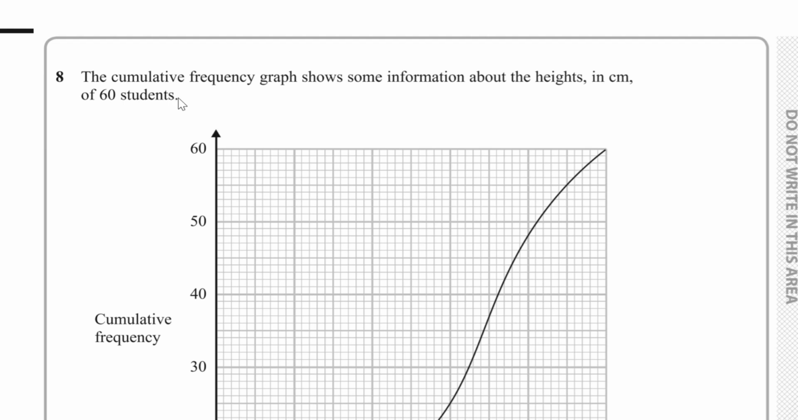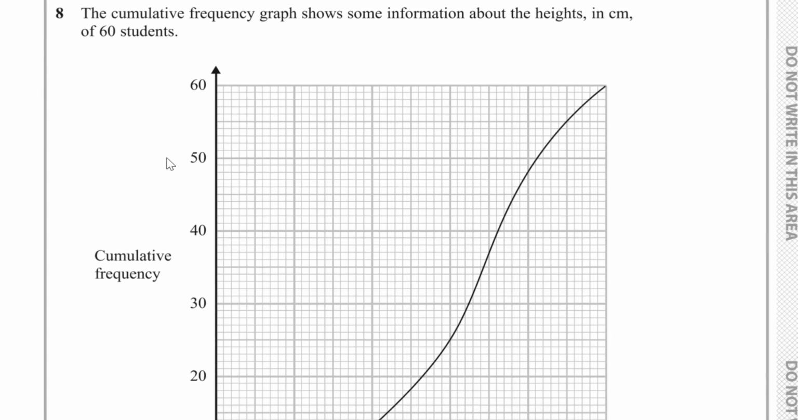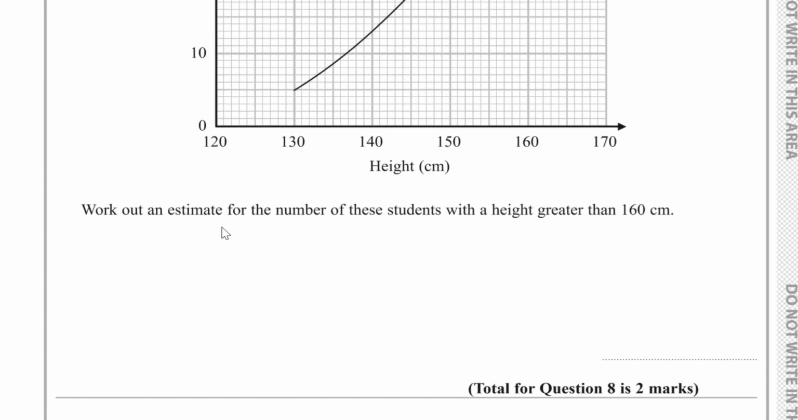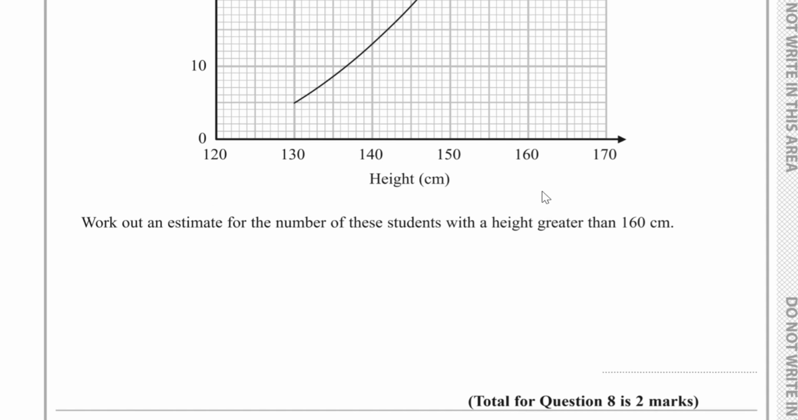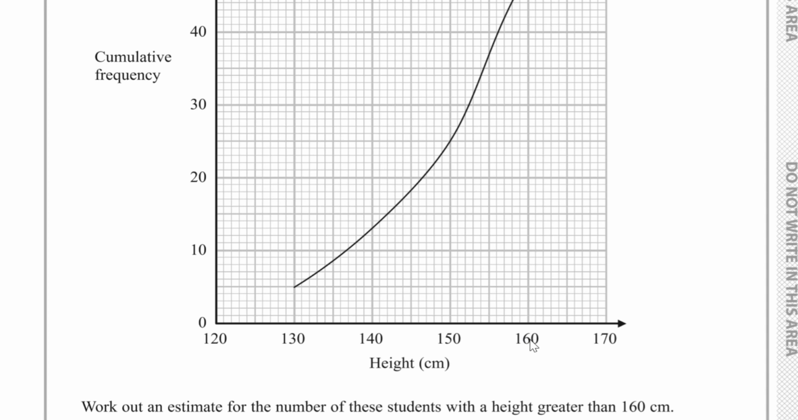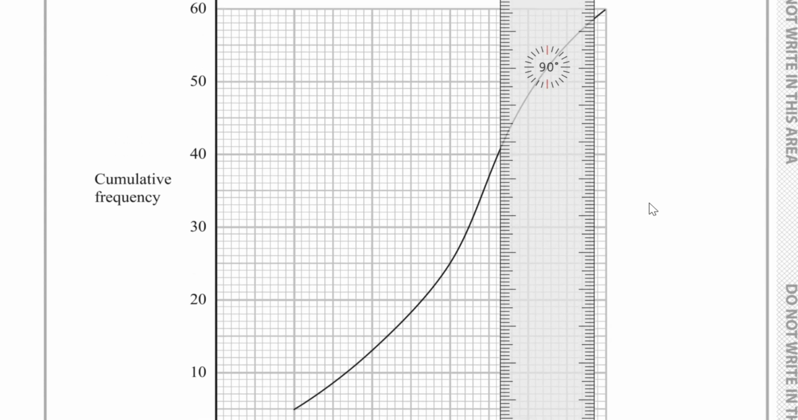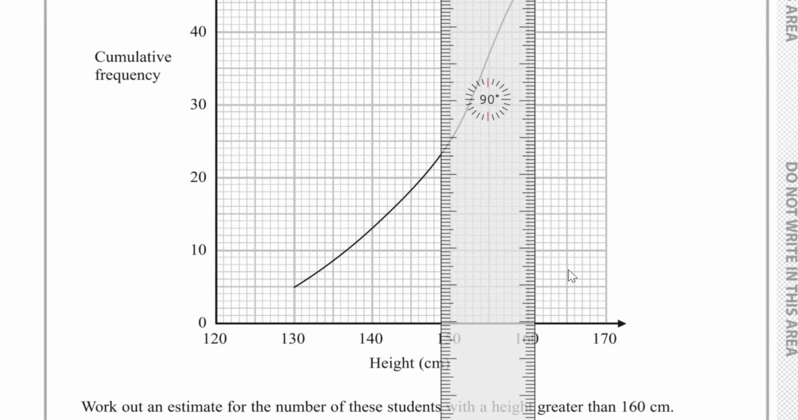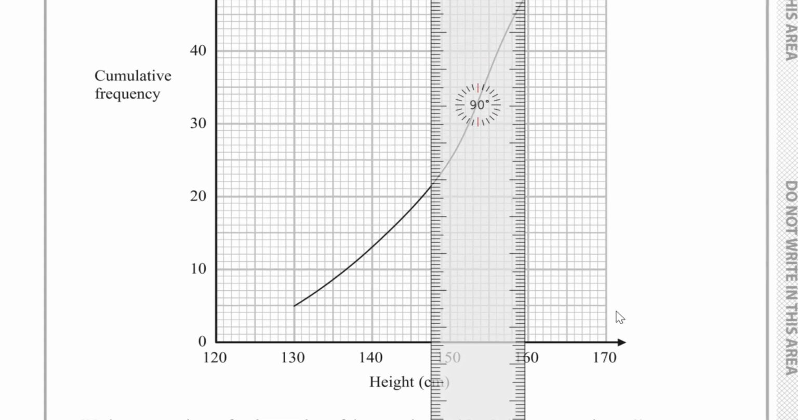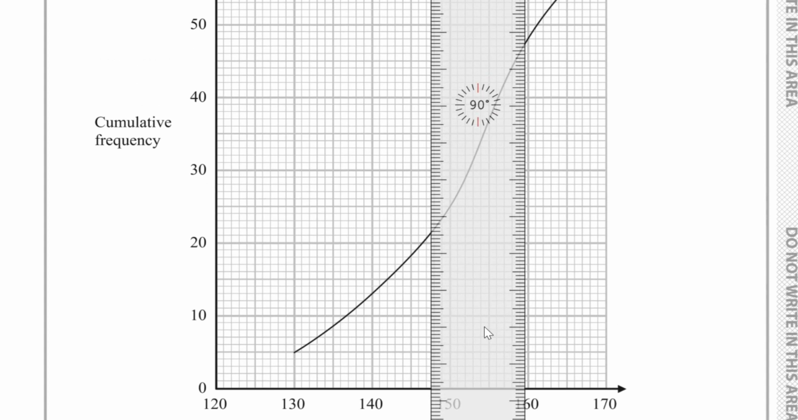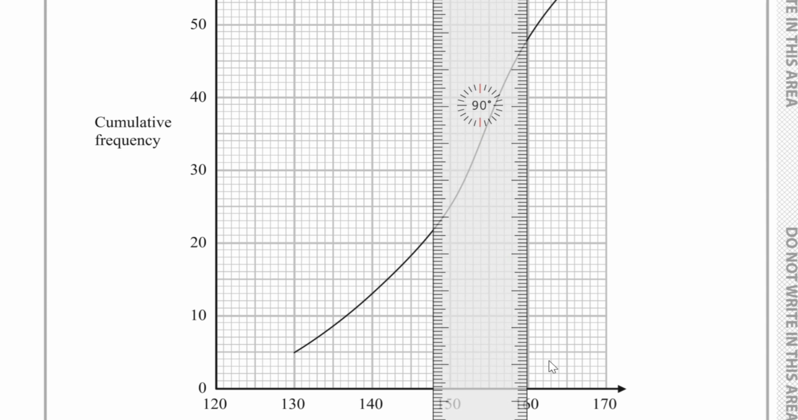Question number 8. The cumulative frequency graph shows some information about the heights in centimeters of 60 students. We have to work out an estimate for the number of these students with a height greater than 160 centimeters. Well, 160 centimeters is here, so we need to draw a vertical line up from 160 centimeters first. So here is our ruler, and what we need to do first of all is draw a vertical line up from 160 centimeters. So let's do that.